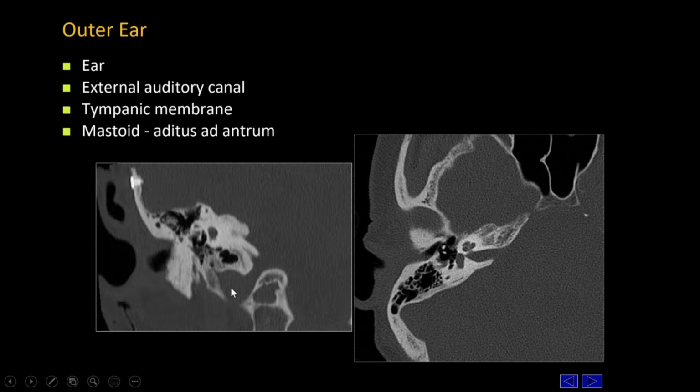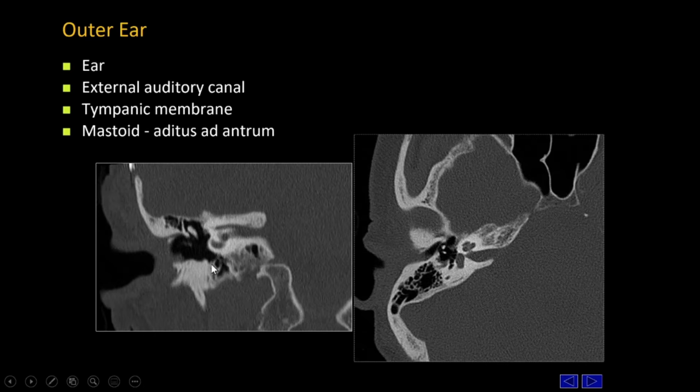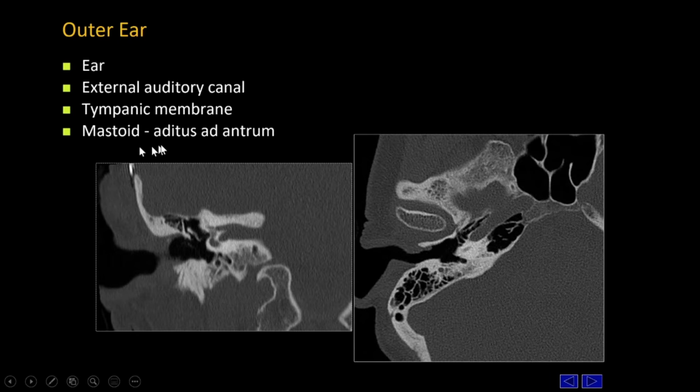On the coronal view, you can see the same thing, cartilaginous portion of the EAC, bony portion of the EAC, and look at how sharp the scutum is, and try to locate where the tympanic membrane is. And the mastoid is really not part of the outer ear, but I just grouped it in here because it's right there. It's probably just convenient to look at them at the same time.